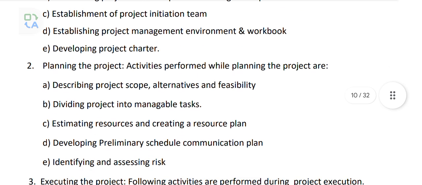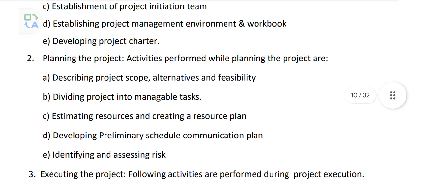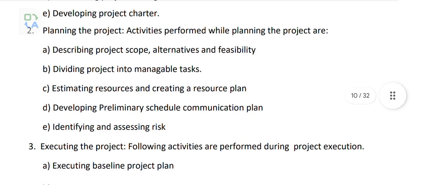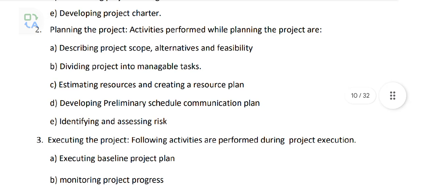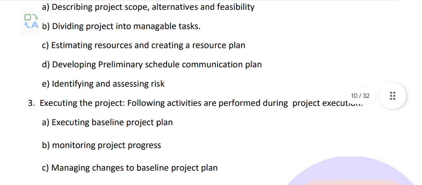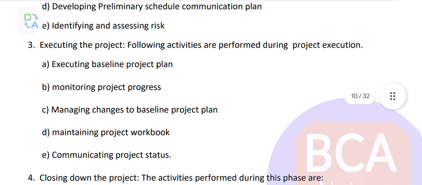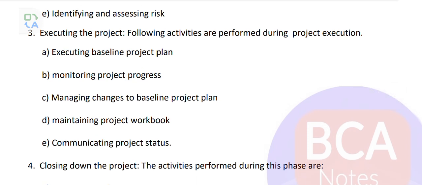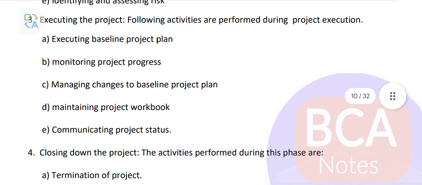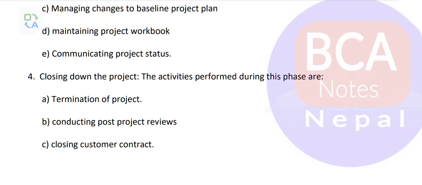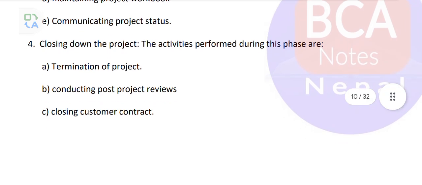Planning the project. Activities performed while planning the project are describing the scope, alternatives, and feasibility, dividing the project into manageable tasks, estimating the resources and creating a resource plan, developing a preliminary schedule and the communication plan, identifying and assessing the risks. Execute the project. The following activities are performed during the project execution: baseline project plan, monitoring the project process, managing the changes to the baseline project plan, maintaining the project workbook, communicating project status. Termination of the project: conduct the project post review, closing the customer support.